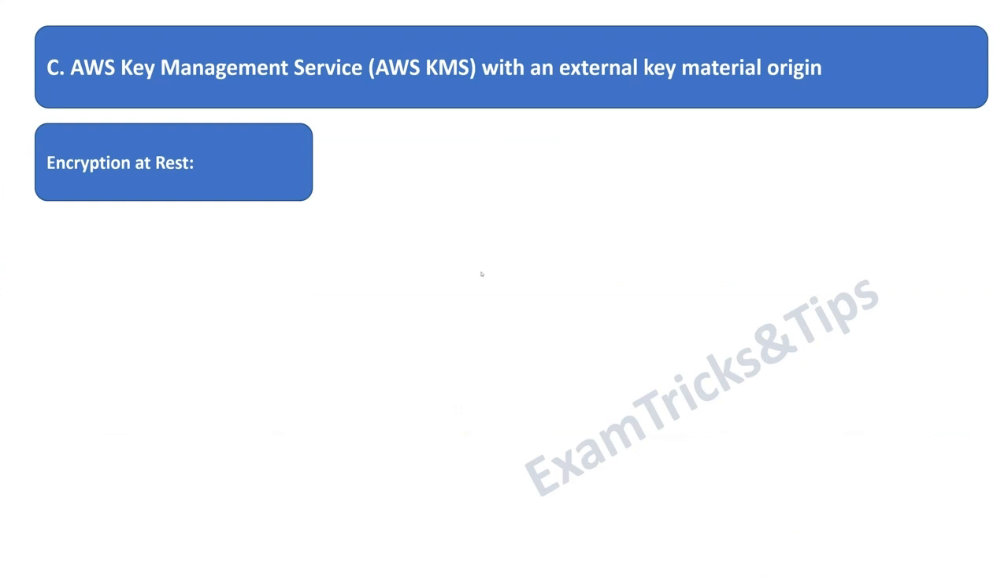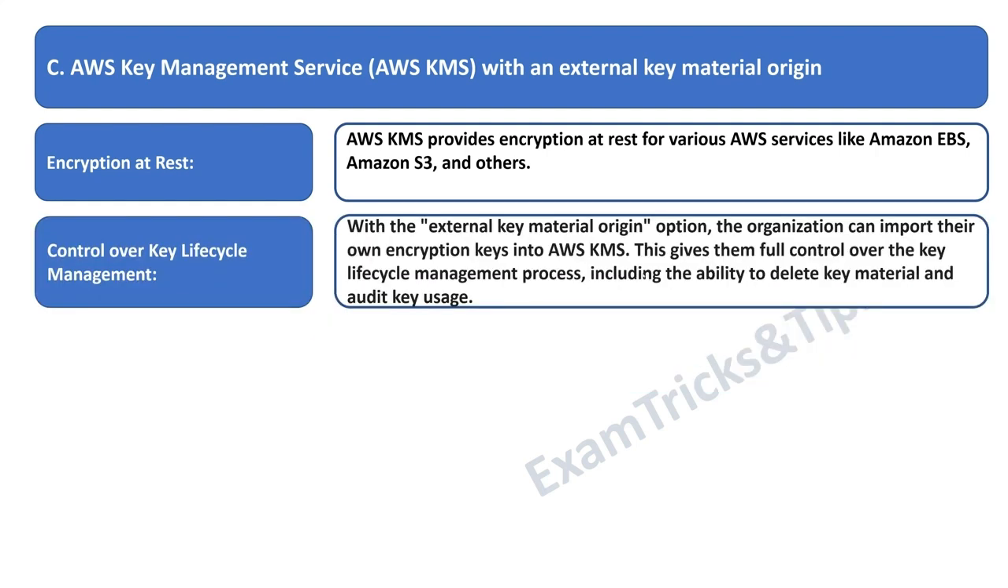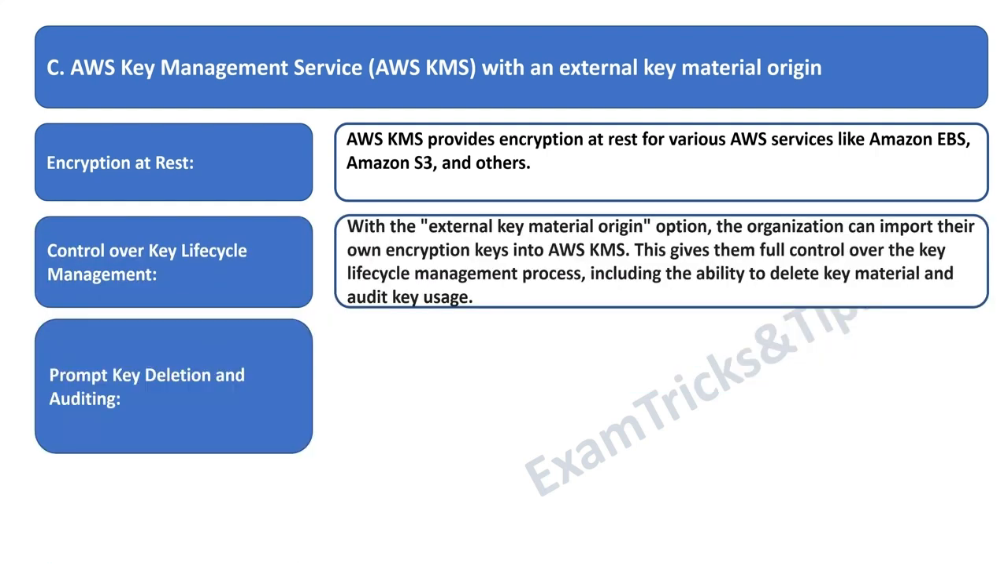Control over lifecycle management. I think this is the key requirement where option D was ruled out, and in fact, option B was ruled out. So with this option, where we have the external key material origin, the organization can import their own encryption keys into AWS KMS. This gives them full control over the key lifecycle management process, including the ability to delete the key material and audit key usage, which was also an explicit requirement in the problem. And that's again highlighted here.